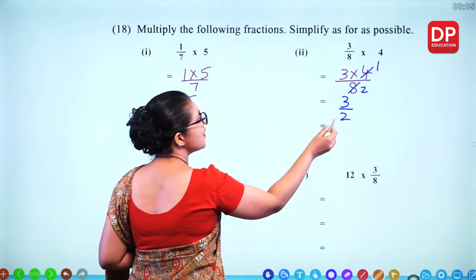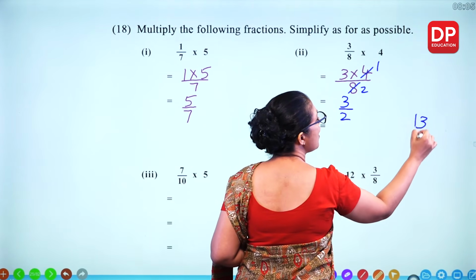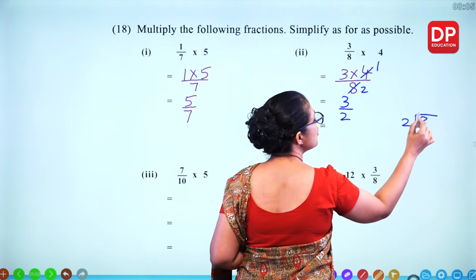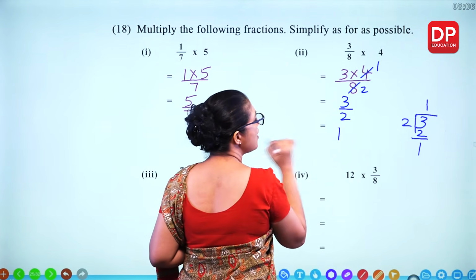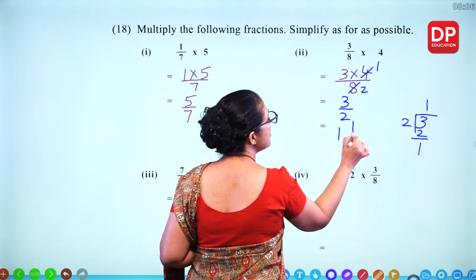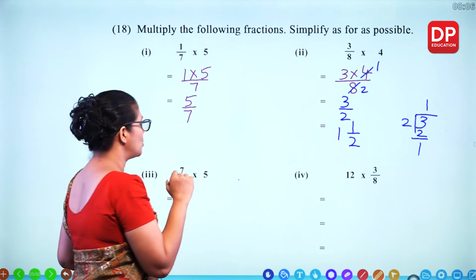So how do you convert to a mixed number? You divide 3 by 2. 2 times 1, 2. 1 remaining. That means 1 whole part and 1 over 2.